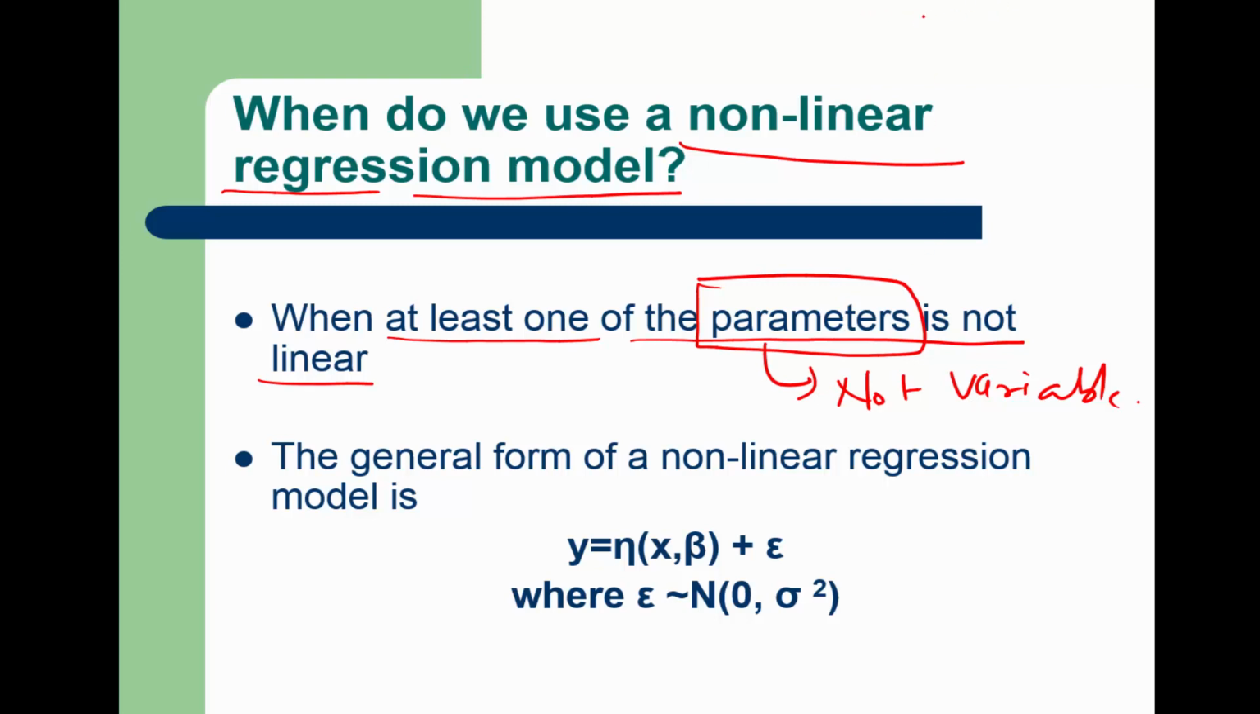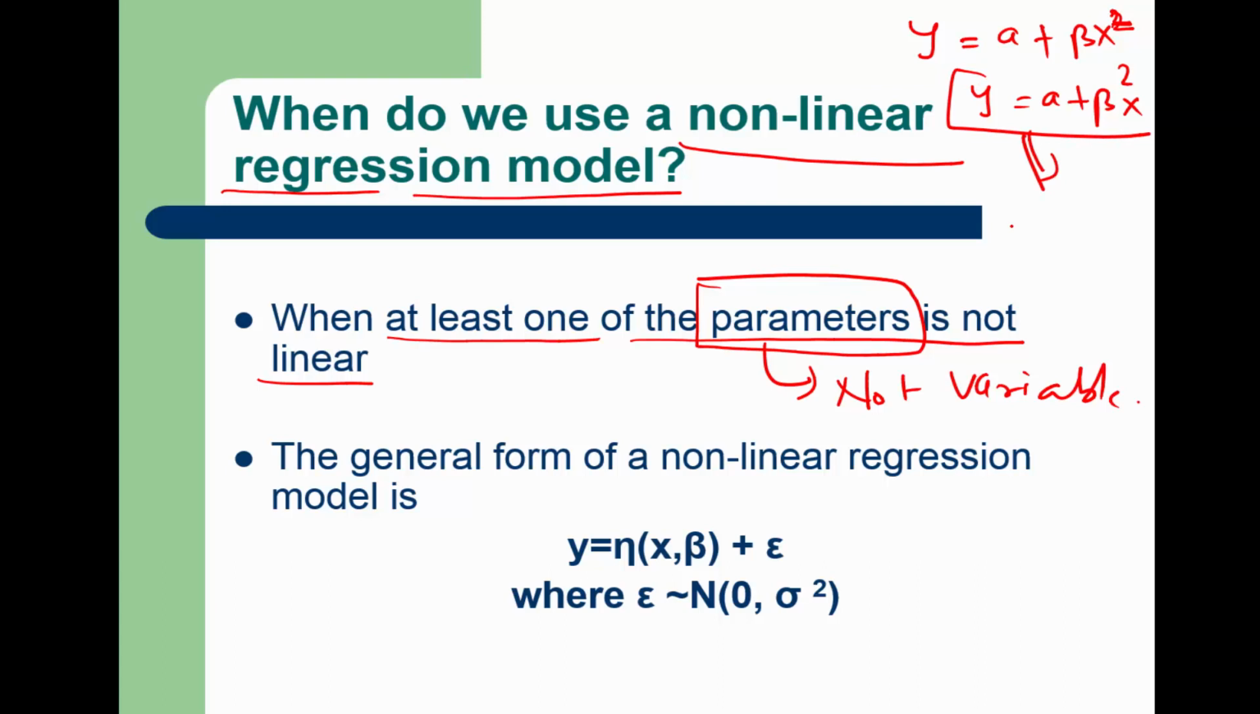So a nonlinear regression is where we have a nonlinear parameter, not a nonlinear variable. Let's give an example. Let's say y equals a plus beta x squared, and y equals a plus beta squared x. Which one is linear and which one is nonlinear? Here it is beta x squared and here it is beta squared x. In this case, this is the nonlinear one.